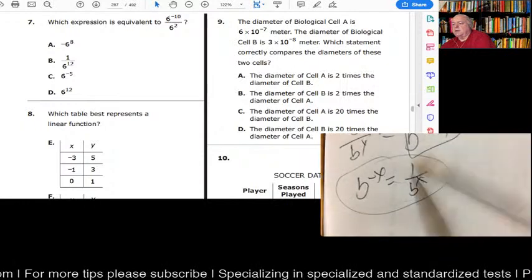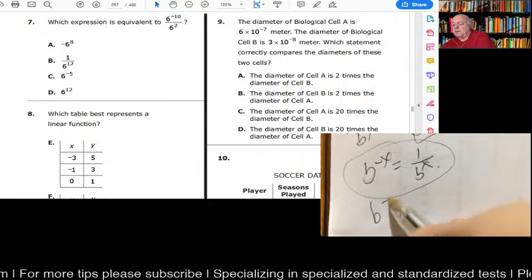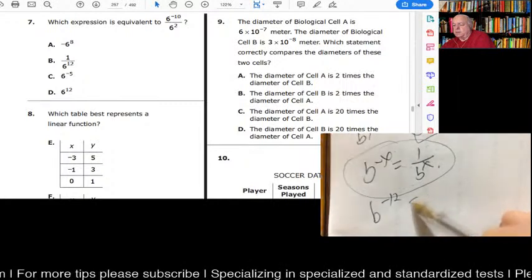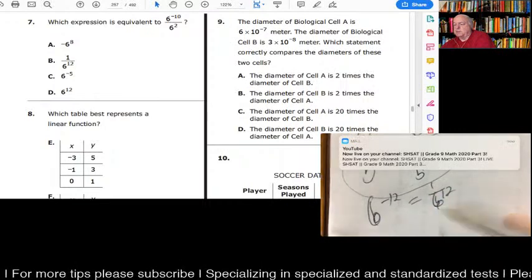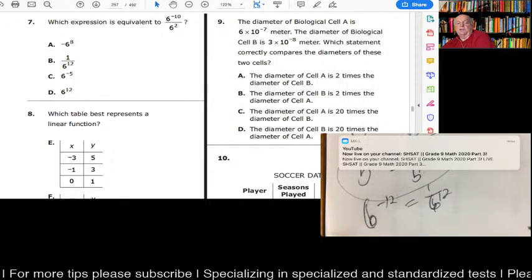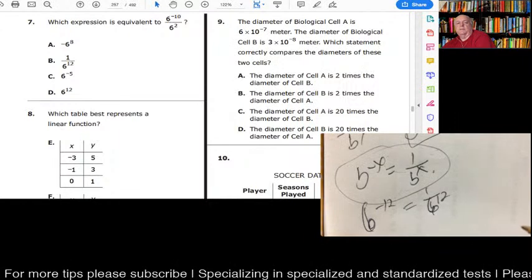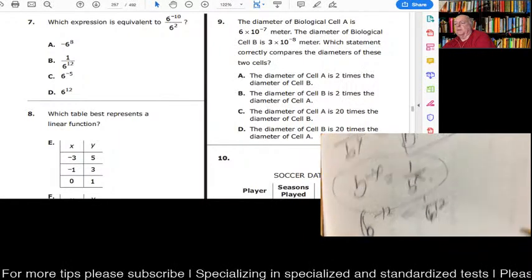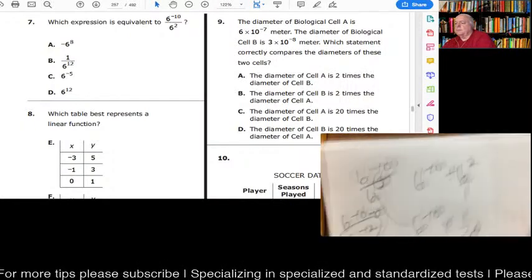So in any event, if we get b to the minus x, so b to the minus 12, which is what we got, that is equal to 1 over b to the 12, or in this case, 6. So then the answer is B, 1 over 6 to the 12. Okay? You can also go back to the original problem. Let me write it neater.